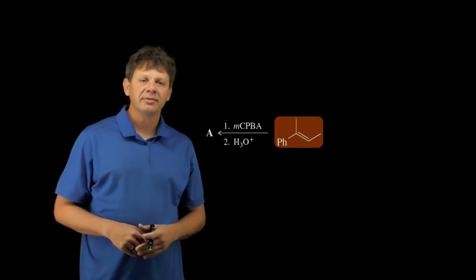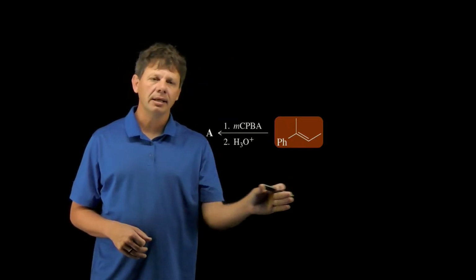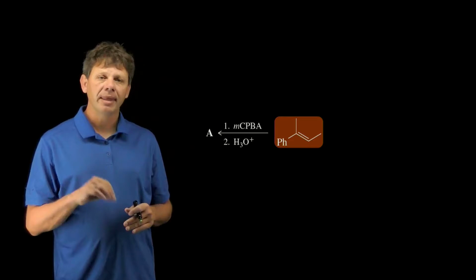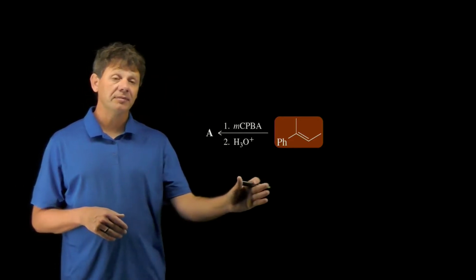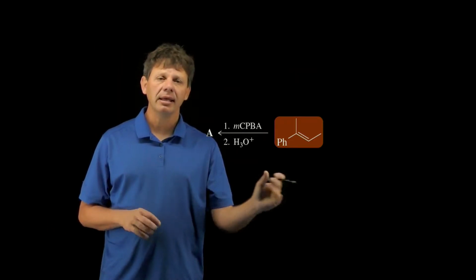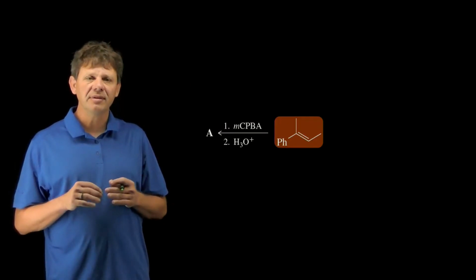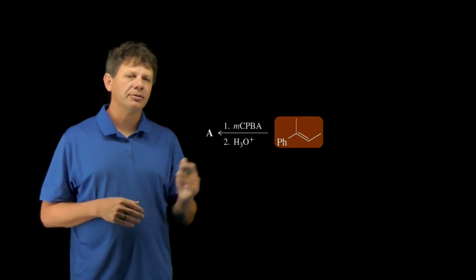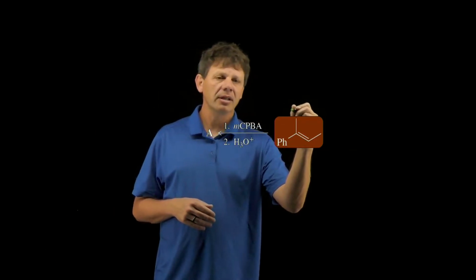This assessment asks us to give the product of treating an alkene with mCPBA and H3O+. Specifically here, we're using the E-alkene, so we need to show the stereospecificity inherent in this reaction. The reaction is going to start in step 1.